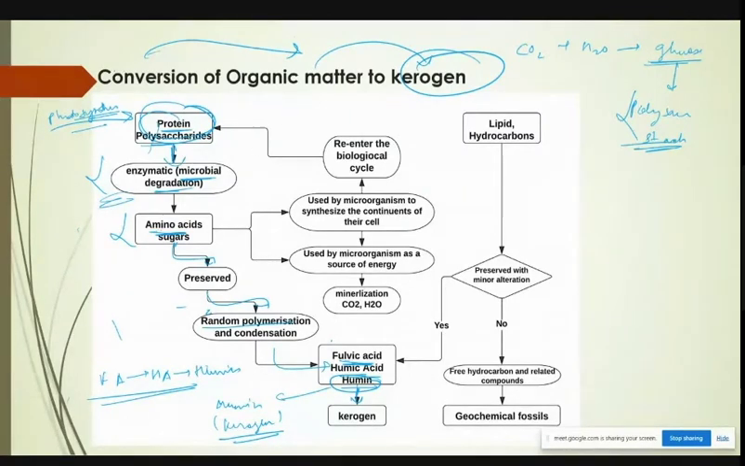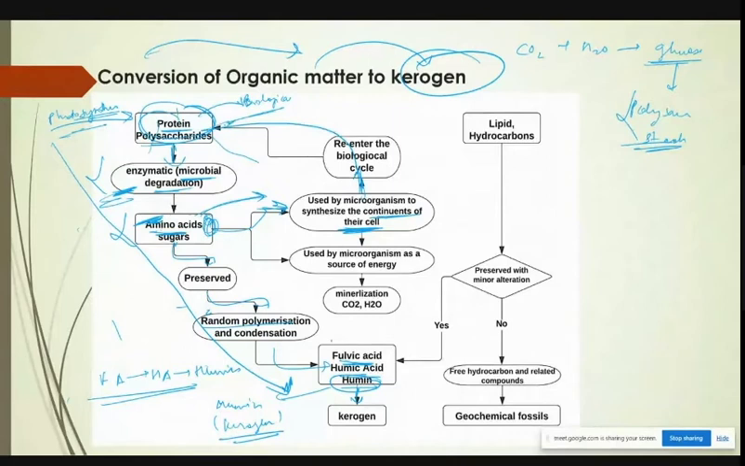Now, what happens is we discussed that protein polysaccharide is degraded by microorganisms. It converts into amino acids. Okay. And this was the process of formation of kerogens. But if the amino acid is used up by microorganisms to build up their cells, then it has again entered the biological cycle. This protein polysaccharide is in the biological cycle. So if the amino acid is eaten by any other organism for building up their cell, this has again entered the biological cycle. And this process will go on like this. Again, it will form protein polysaccharide and then biochemical degradation, then amino acid.